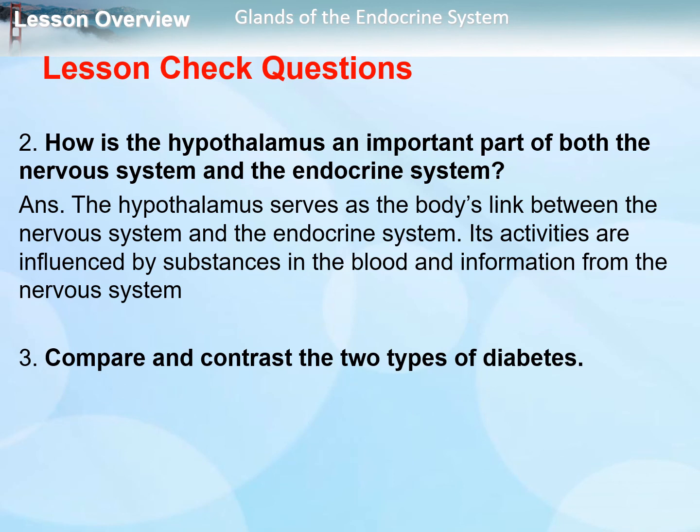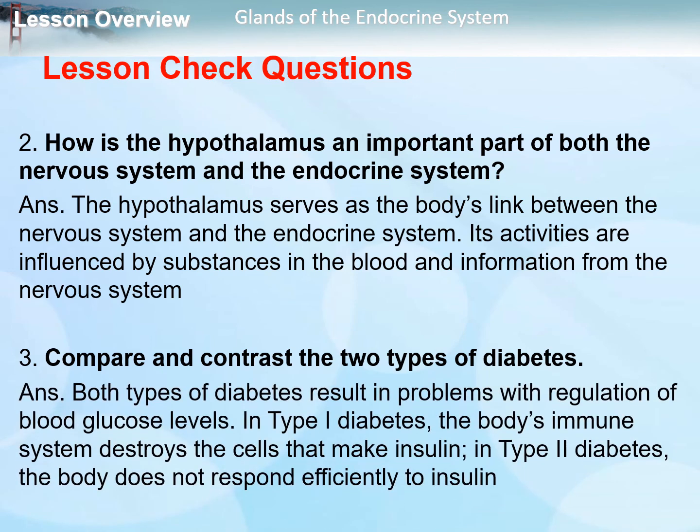Number three and last question. Compare and contrast the two types of diabetes. The answer is, both types of diabetes result in problems with regulation of blood glucose levels. In type 1 diabetes, the body's immune system destroys the cells that make insulin, while in type 2 diabetes, the body does not respond efficiently to insulin.